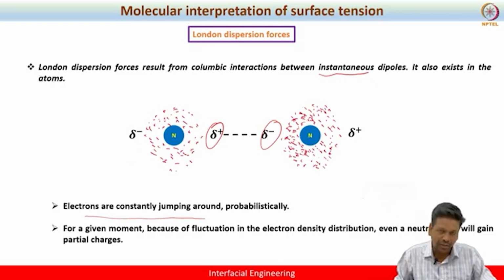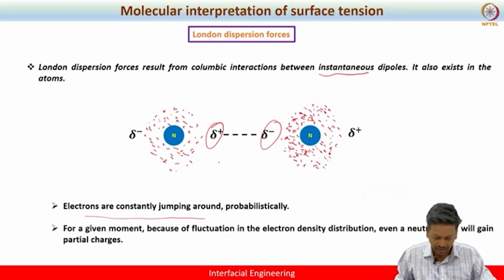That will actually cause the atom to gain partial positive and partial negative charges depending on the cloud of the electrons, right? That are constantly jumping around.